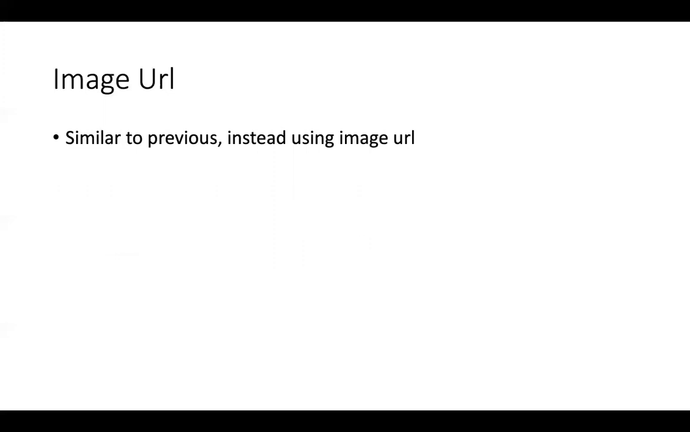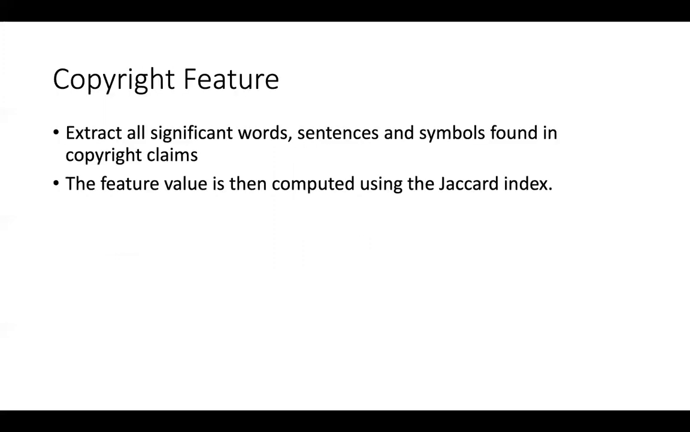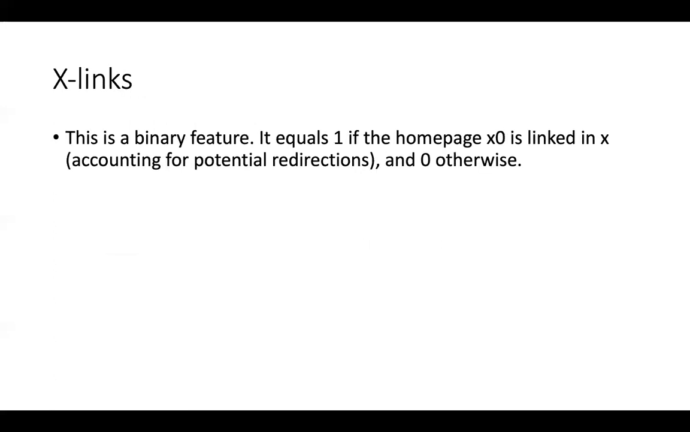Yeah, then they compare the image links also. They took the copyright feature. Because at the bottom of the pages, normally they have a copyright 2009, whatever. And then they just compared the two words. And then they use this feature called the X link, which equals 1 if the home page is linked in the second page, in the main page.